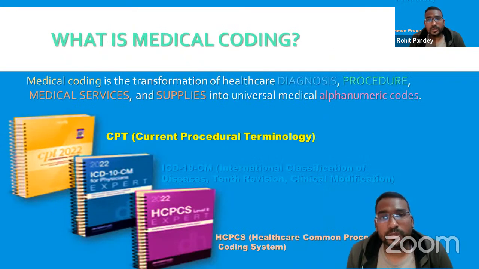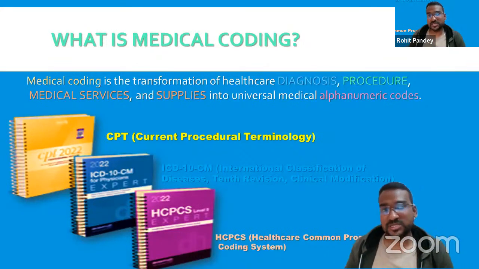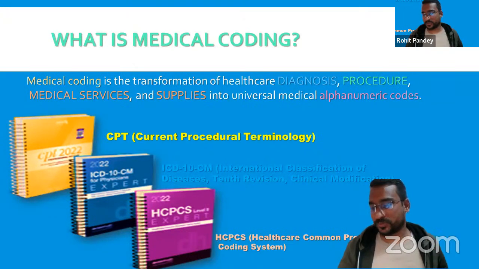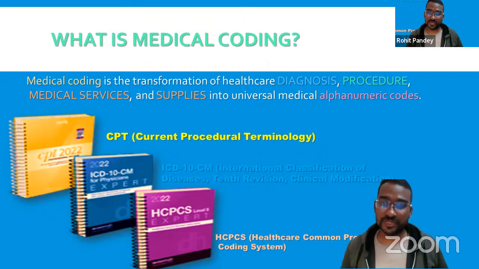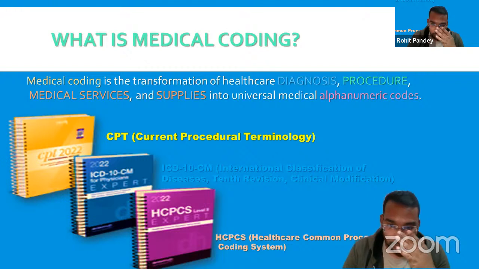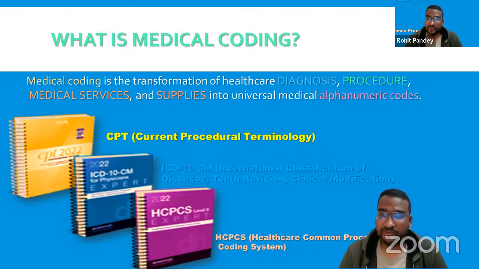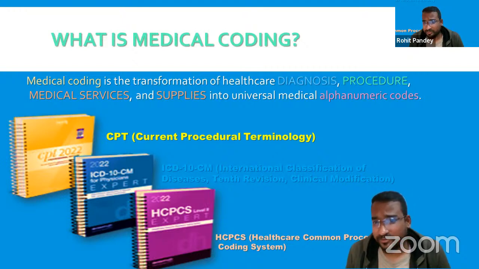So what is medical coding? Medical coding is the transformation of healthcare diagnosis, procedures, medical services, and supplies into universal medical alphanumeric codes. Alphanumeric codes are like R51.9, which is for headache. R50.9 is for fever. R05.9 is for cough. And there are a lot more, like I51.7 for cardiomegaly, and codes for heart attack. There are lots of alphanumeric codes.